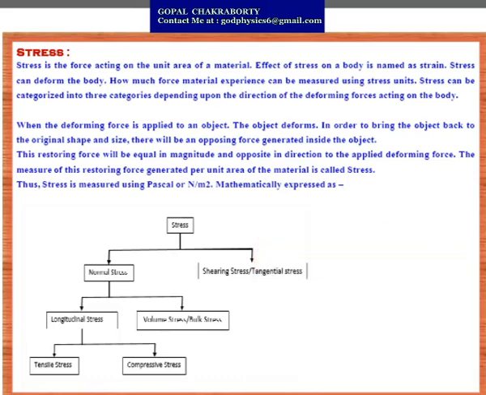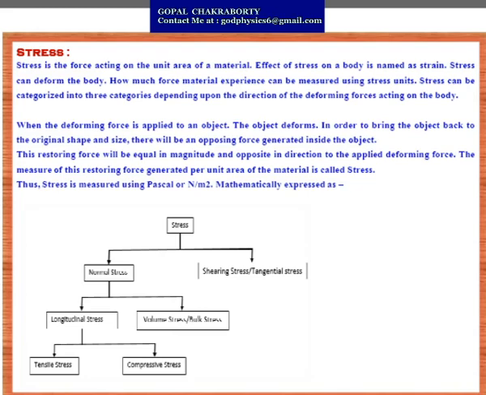So stress is the force acting on the unit area of that material. The effect of stress on a body is named strain. Stress can deform the body. How much force a material experiences can be measured using the stress unit. Stress can be categorized into three categories depending upon the direction of the deforming force acting on the body.